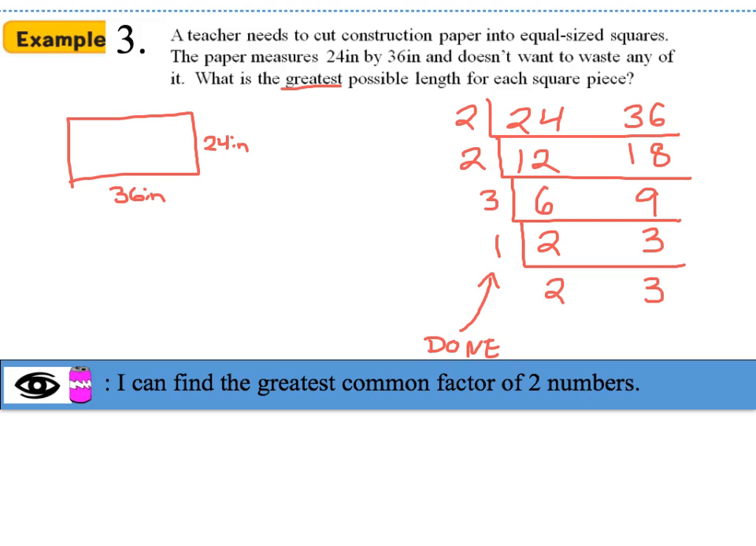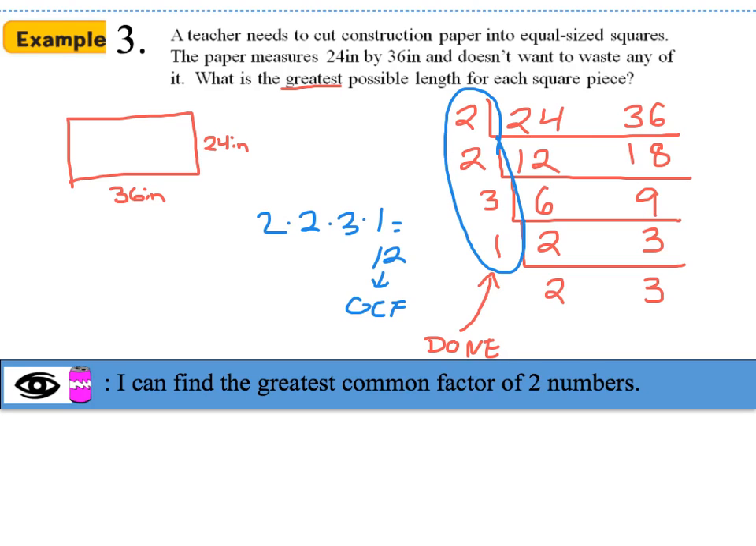So let's figure out the GCF. Let's take all the numbers on the left-hand side, which is 2 times 3 times 2 times 1. And just like the last problem, we've got 12 as our GCF. So the greatest common factor of 24 and 36 is 12.